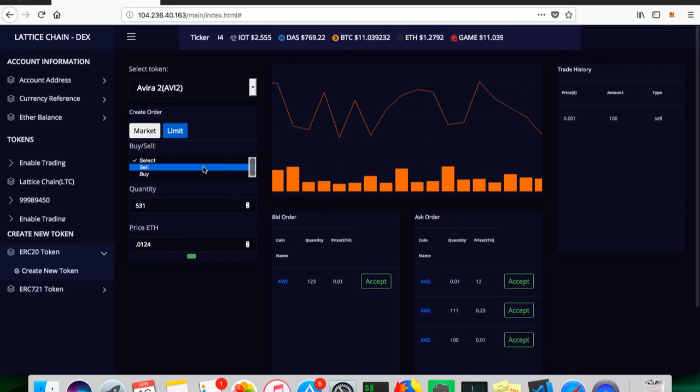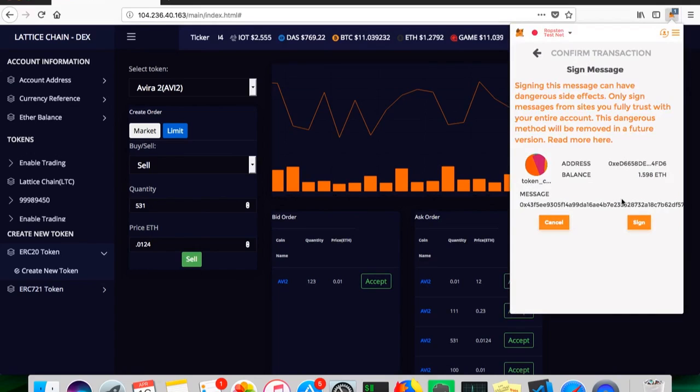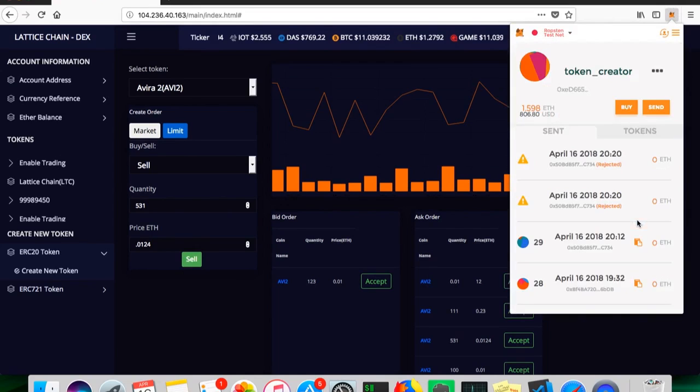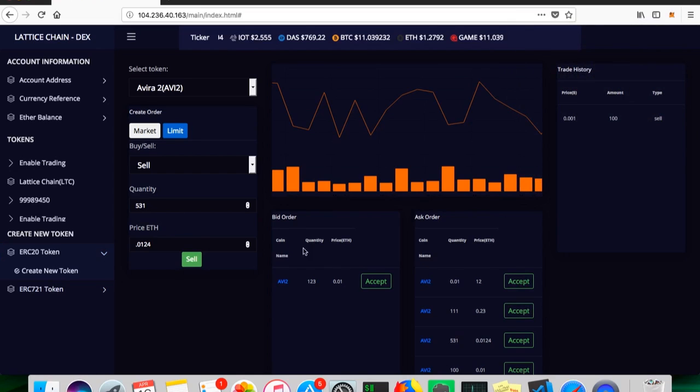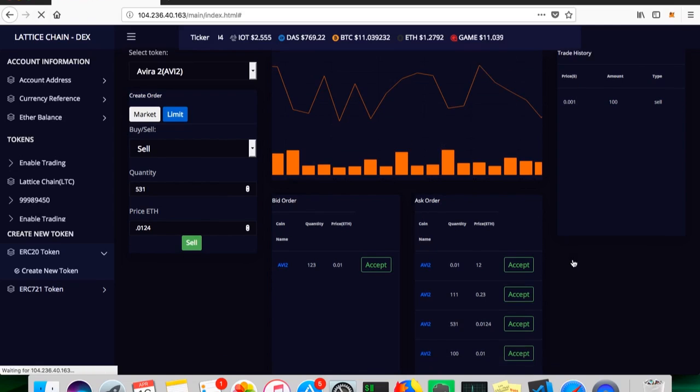Let us select the option sell, and we want to sell 531 tokens at 0.0124 price. So let's click on sell for this particular coin, and we would see that MetaMask Wolf has given us an indication that there is a new order which is coming. Let's sign the order and see what happens. Once we have signed the order, we would see that it must get reflected in the ask order section with the 531 quantity and 0.0124 as the price. So let's see what we see over there.